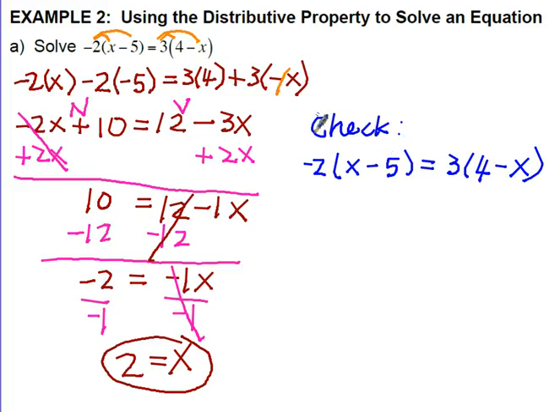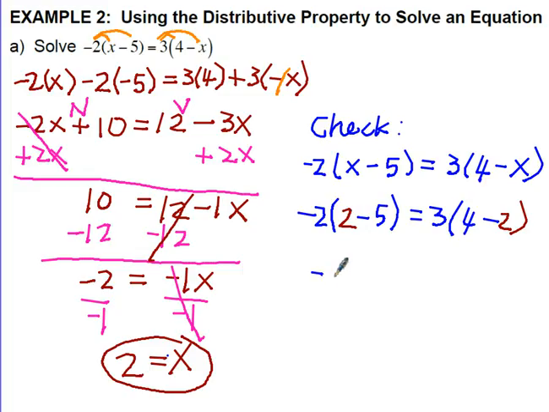Okay, so to check our work, we have -2 times (x minus 5). Now instead of x this time, you're going to write 2 because x is 2. So 2 minus 5 equals 3 times (4 minus, instead of x, you're going to write 2). Then 2 minus 5, you have to do the parentheses first. 2 minus 5 is negative 3.